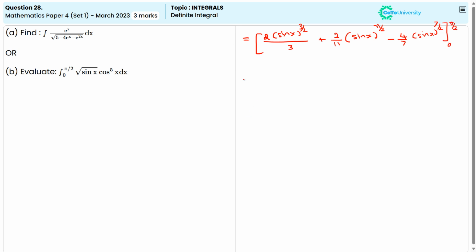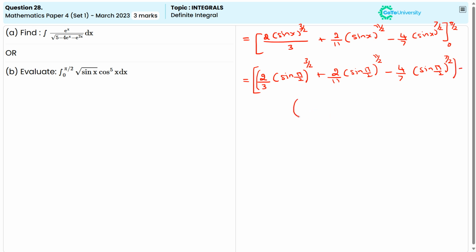So now we are going to apply the limits. If we apply the limits, we get 2 by 3 into (sin of pi by 2) whole power 3 by 2, plus 2 by 11 into (sin of pi by 2) whole power 11 by 2, minus 4 by 7 into (sin of pi by 2) whole power 7 by 2, minus the lower limits we are going to substitute.